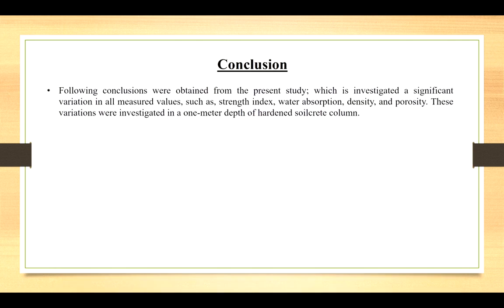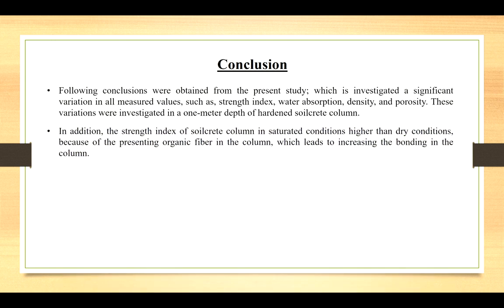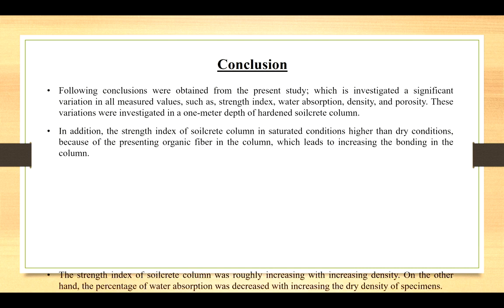The conclusion of our study shows a significant variation in all measured values, such as strength, water absorption, density, and porosity. These variations were investigated in 1 meter depth of the hardened soilcrete column in full dimensions. In addition, the strength of the soilcrete column in saturated condition is higher than in dry condition, because of the organic fiber in the column, which leads to increased bonding in the column.